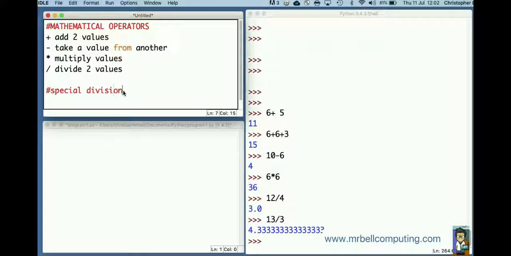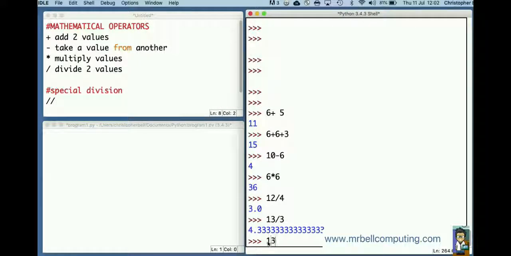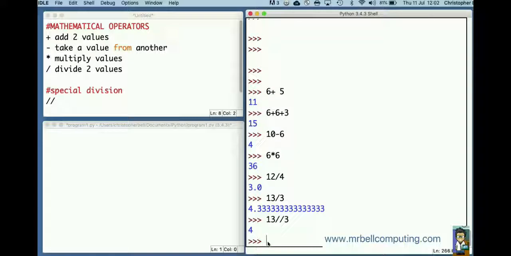If I wanted to just have a whole number, the answer is a whole number, I need to use something called special division that will be very new to you, and that's double divide symbols. It means the answer will be an integer data type. If I prove that to you over here, 13 double divide 3, the answer is now just 4. So this is integer division, this is float division. The answer will be a float or the answer will be an integer.